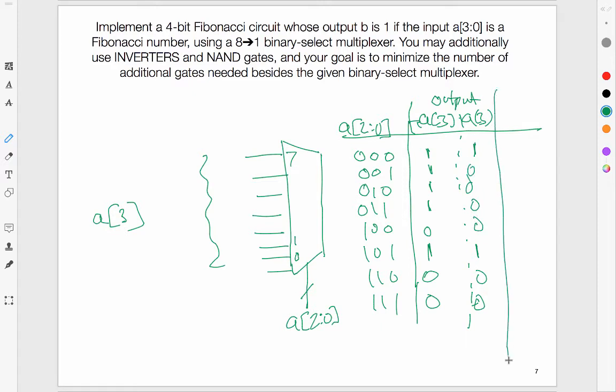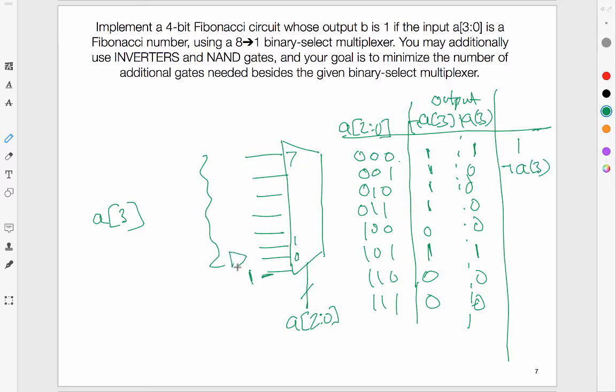And now the trick is that when A2:0 is 000, then whatever we present at this input is going to come out at the output. And looking at this row, you see that it is 1 in both cases. So this is always true, so this is 1. Then we look at the line 001. And this one is when A3 is 0, it's 1. When A3 is 1, it is 0. So this is not A3.